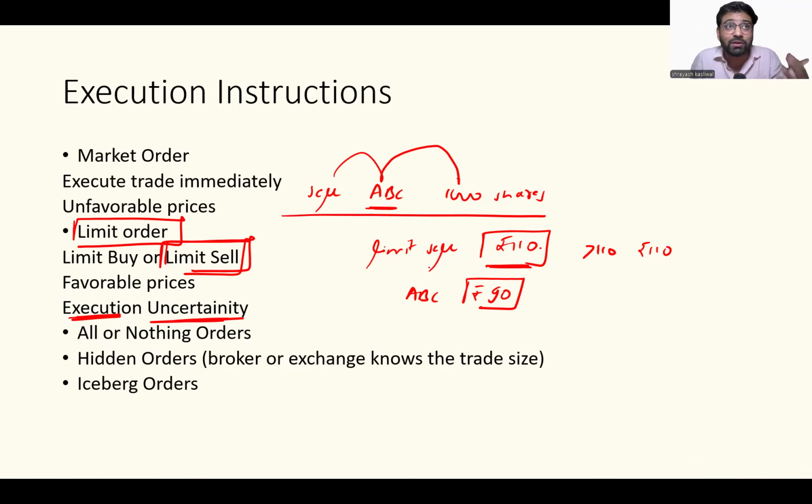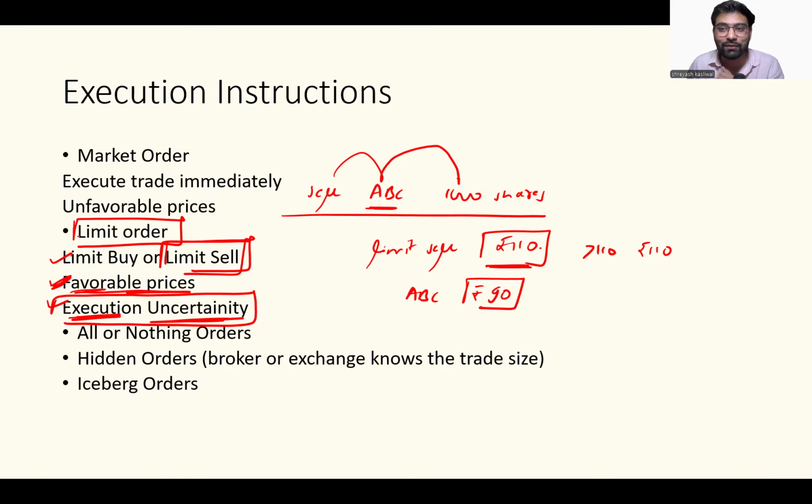There might be this possibility that I might not be able to sell my shares because I am willing to sell it for 110, but the market price is only 90. That means, sir, it might never get executed. So there is an execution uncertainty there, sir. But what is the advantage, sir? I will always get a favorable price. Sir, what do you mean by favorable price?